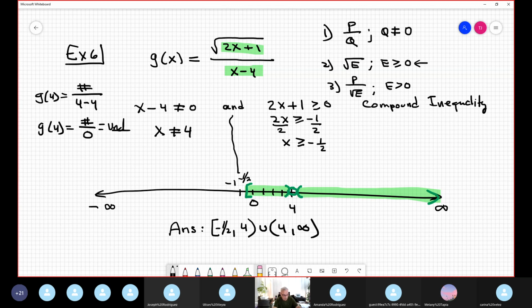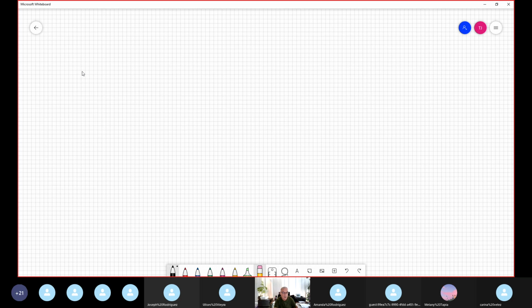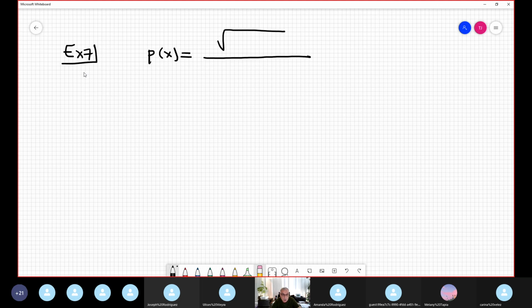Okay, I have two more examples, and that's it, because we need time for another topic I want to cover today. But this is an important and complicated example. Example 7. The function is named P. P is equal to a fraction, square root of 2x plus 3, over square root of x minus 4, minus 8. Wow, what the hell is that?